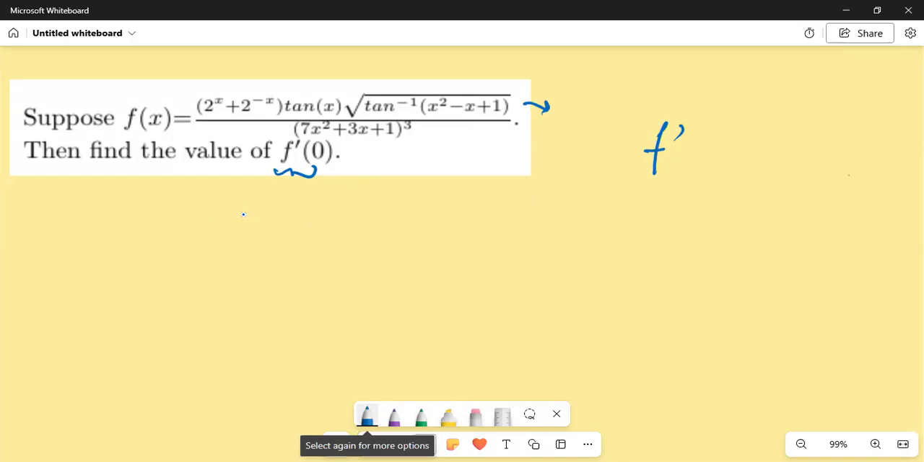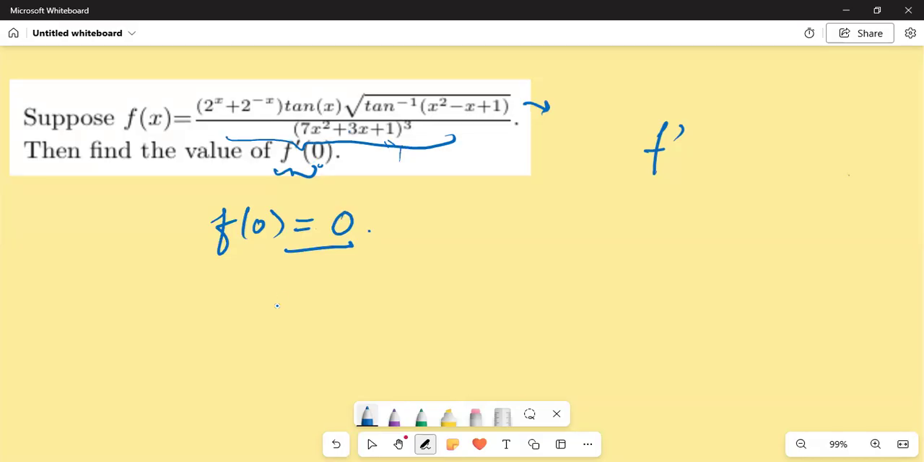The first thing you should do when you are given this expression is check the value of the function at the given point. Here the point given is 0, so you need to evaluate your function at that point. If you do this for this f, you will see that since tan 0 is 0 and the denominator makes complete sense, because substituting x equals 0 gives 1 in the denominator, and in the numerator you have 0, so f(0) is 0.